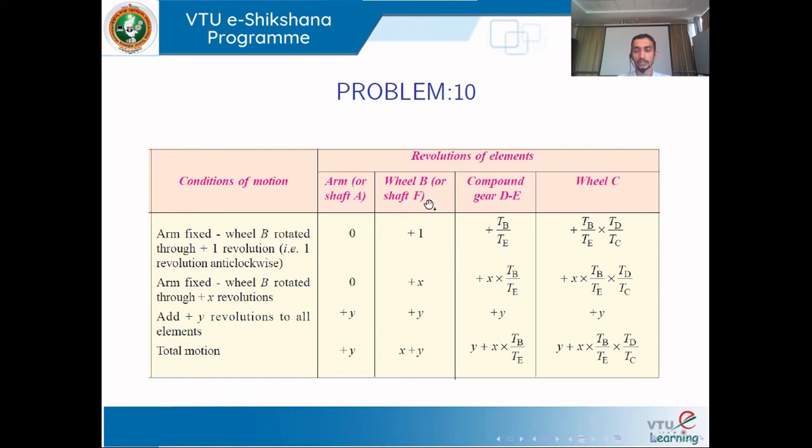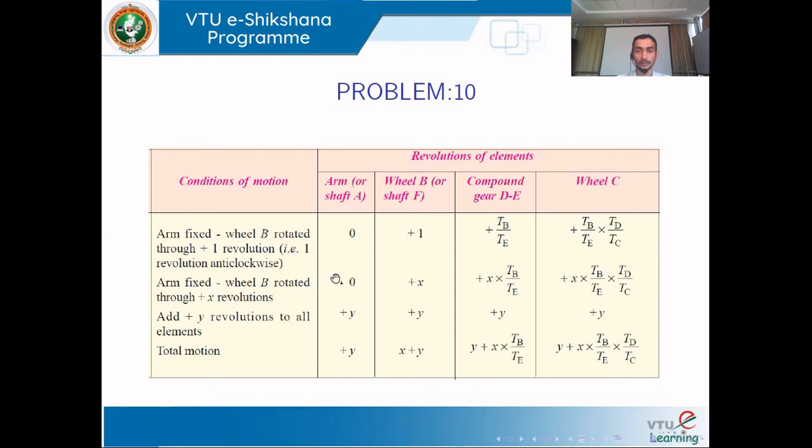Wheel B has internal teeth and it is meshing with the compound gear which has external teeth, so whatever direction wheel B rotates, the compound gear rotates in the same direction, so it is positive. This compound gear is meshing with one more wheel which has internal teeth, so wheel C also rotates in the same direction as the compound gear. So the speed of wheel C, that is NC by ND, can be written using this equation.